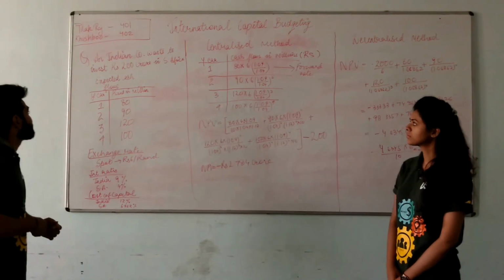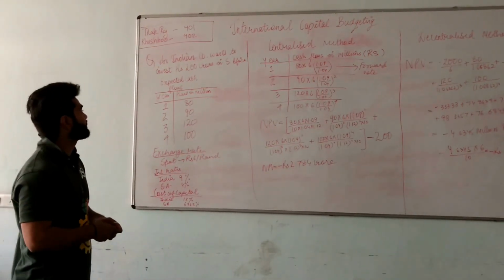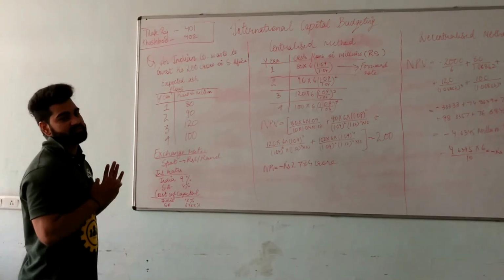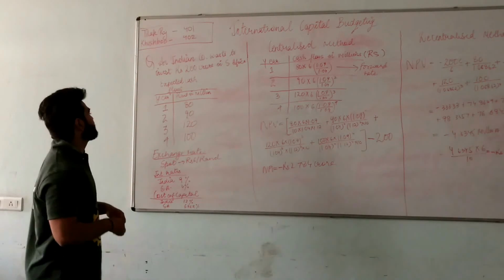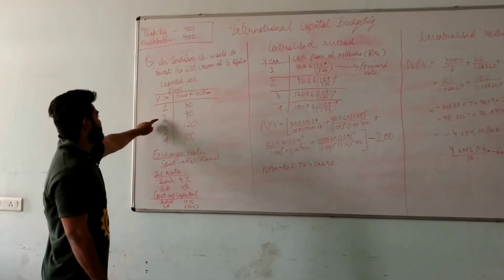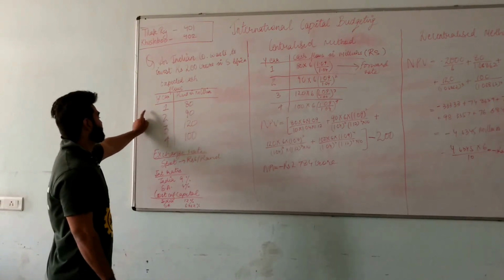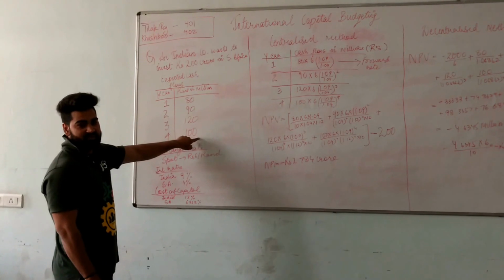So the question is, an Indian company wants to invest rupees 200 crores in South Africa. Now we will see if this project is worth investment or not. So the expected cash flows in year 1 is 80 million rands. Similarly, in year 2 it's 90 million rands. In third year it's 120 million rands, and in fourth year it's 100 million rands.